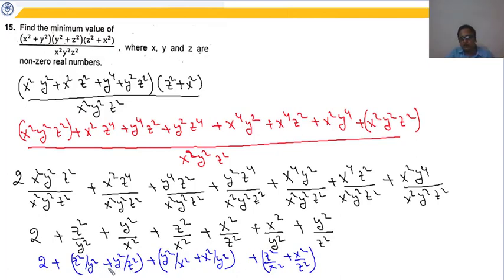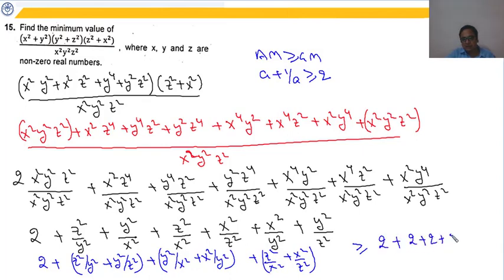Their minimum value is 2. We are again using the same inequality, that is a plus 1 by a is greater than or equal to 2. We derived it from AM greater than or equal to GM. So this bracket's minimum value is 2, this bracket's minimum value is 2, this bracket's minimum value is 2, and we have to find the minimum value of the entire expression. So we can say the entire expression's minimum value is attained when all the three brackets attain their minimum value. So 2 plus 2 plus 2 is 6 and we had one more 2. So the minimum value of the entire expression is 8.